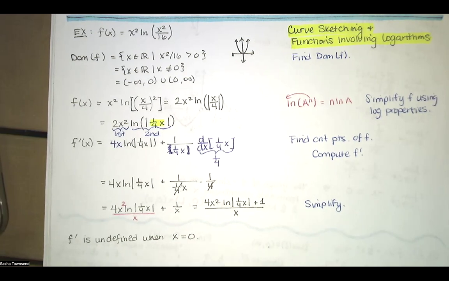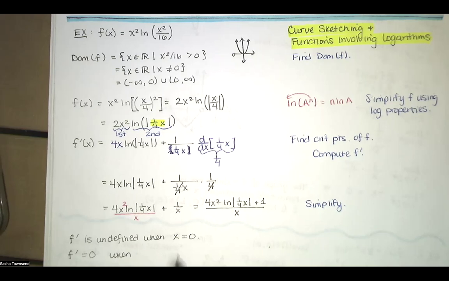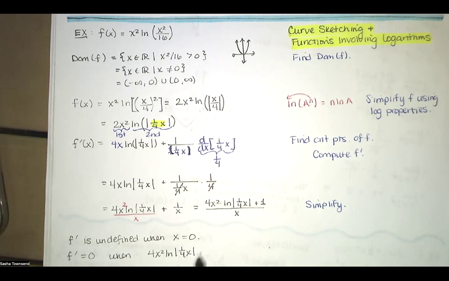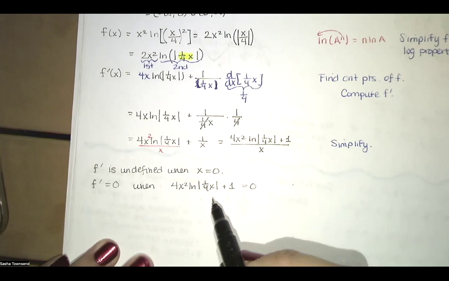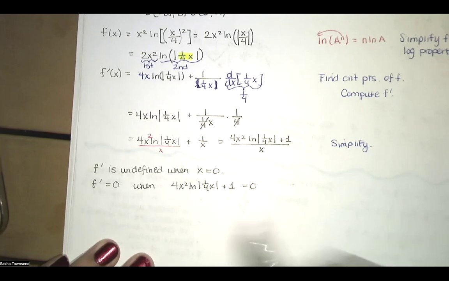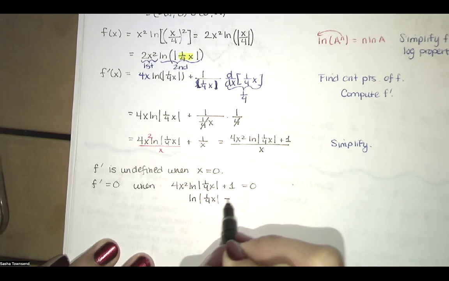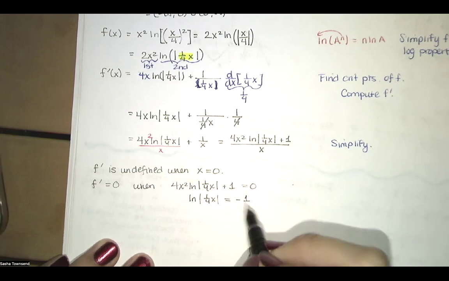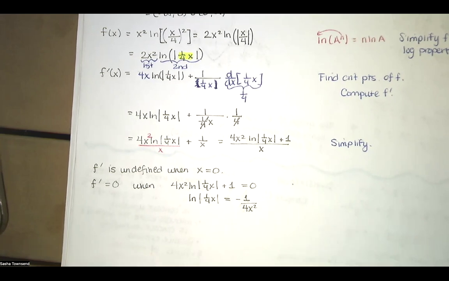We're going to determine those intervals. And f prime of x equals 0 when the numerator is 0. I'm actually not sure when that numerator is 0. So you might say, okay, well, when does that happen? Well, we could subtract 1 from both sides, and then divide both sides by 4x squared, and I would have this: a natural log equals this.